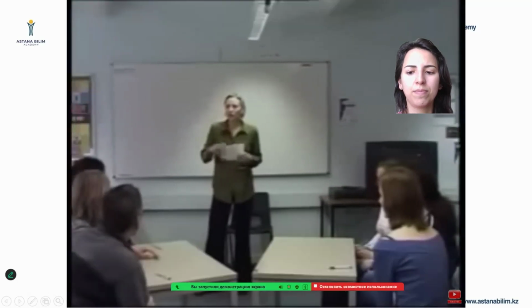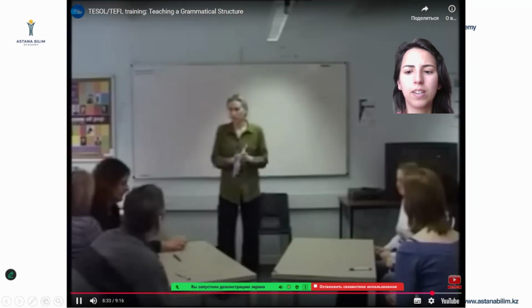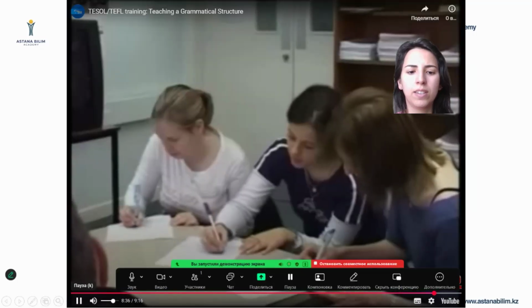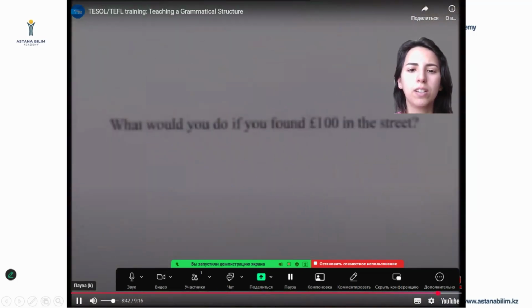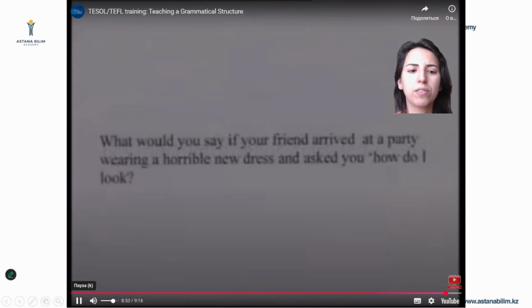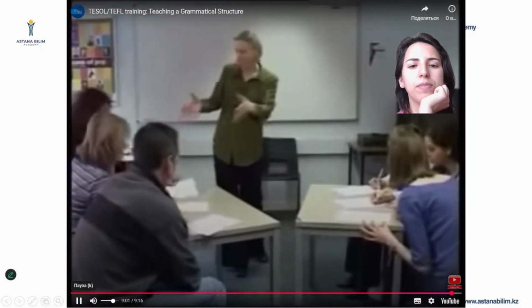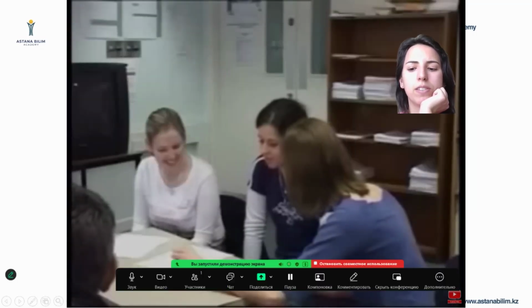You wouldn't read it. This is a free practice activity. So students are writing, using productive skills. What would you do if you found 100 pounds in the street? What would you do if you saw your boyfriend's or girlfriend's diary left open? So here are several sentences. If you finish, just talk together to compare your answers. And she asks them to compare the answers.